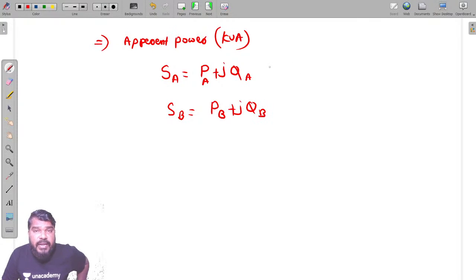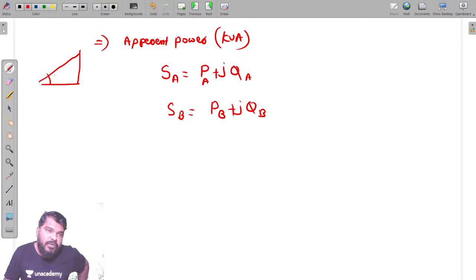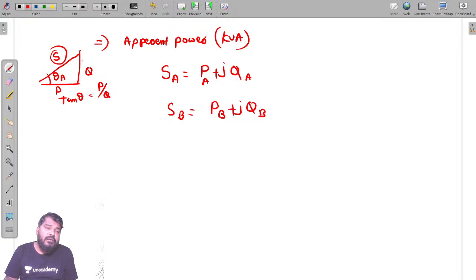The other way we can get it is the power triangle method. Here is the power triangle with angle theta A, the powers P and Q, and S is the required one. So now we can write tan theta is equal to P by Q. Otherwise we can write this function in terms of S.